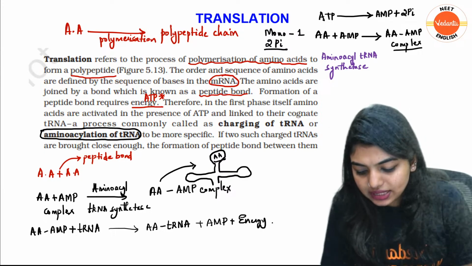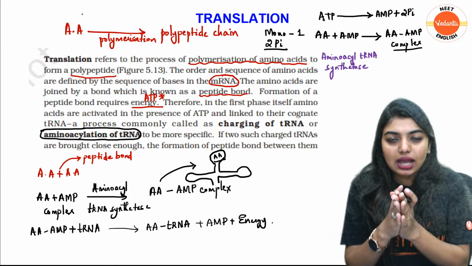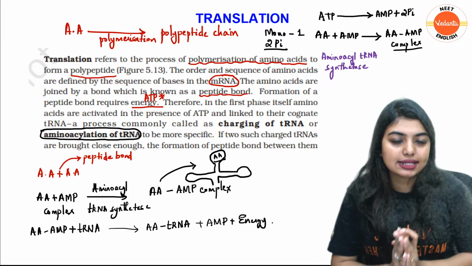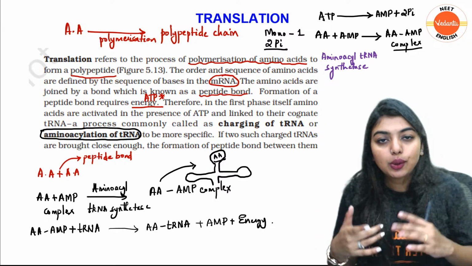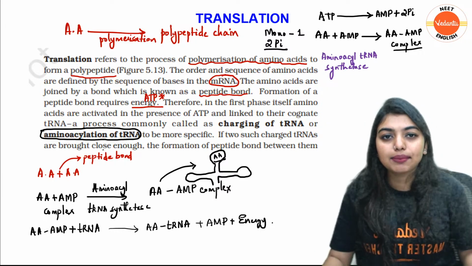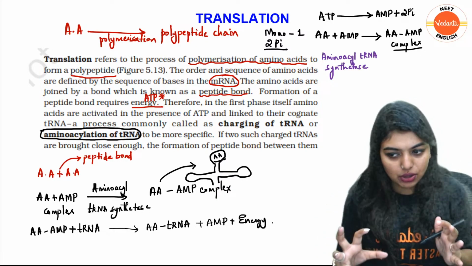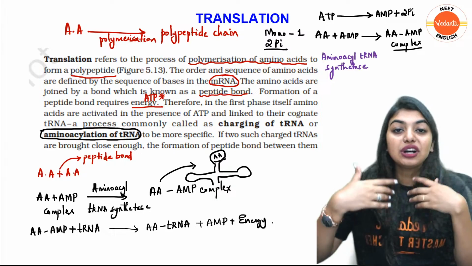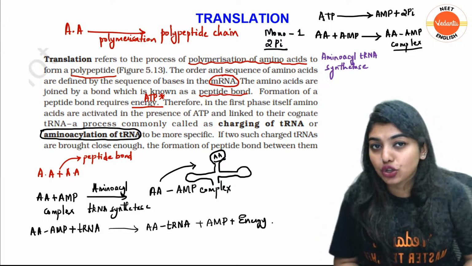So, let me tell it once again to all of you. Look here, students. Let's start from the starting. Amino acids will undergo polymerization to form a polypeptide chain. Simple thing. For this to happen, to form the entire polypeptide chain, they will be utilizing the peptide bond. Peptide bonds will be formed between the amino acids. Clear? Now, the first step is charging of tRNA or amino acylation of tRNA.